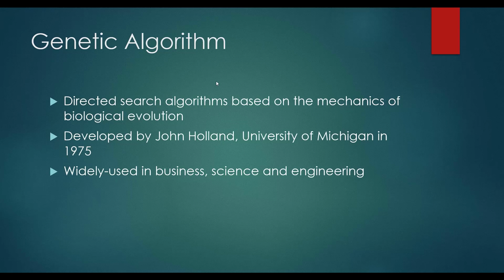For the GA, I would say that this is a directed search algorithm based on the mechanics of biological evolution. As we can see, it is based on Darwin Theory, and it was developed by John Holland in 1975, and it is widely used in business, science, and engineering.